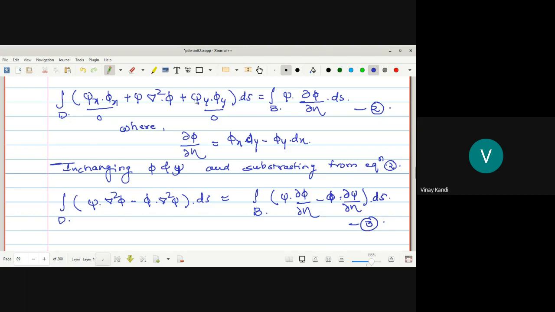So equation 2 and 3 are called Green's identity. Equation number 2 and equation number 3 is nothing but Green's identity.